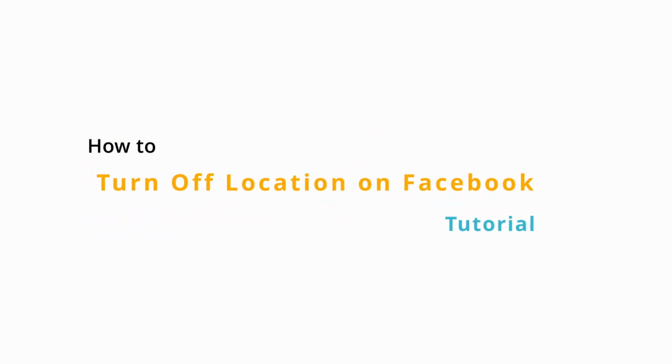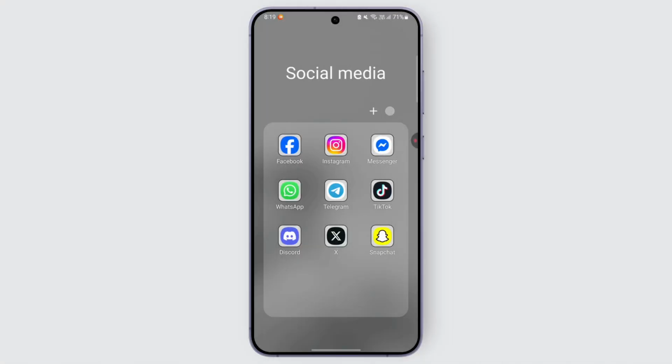In this quick video, we'll show you how to turn off the location on Facebook in just a few seconds. So you may just head over and follow these steps for that. Start by opening up the Facebook application. For that, tap on it.